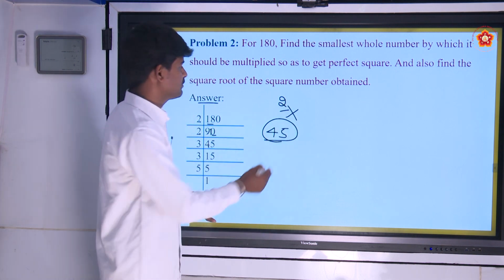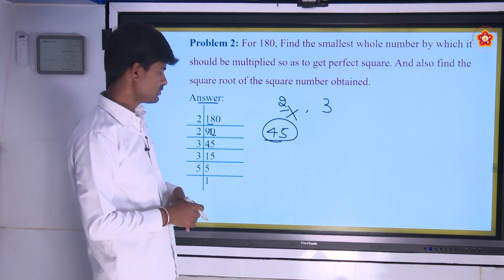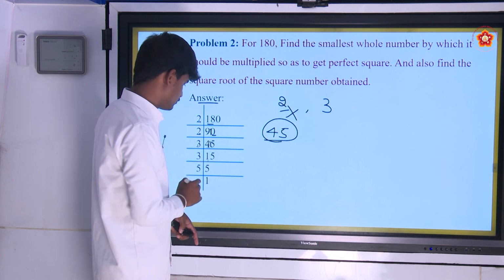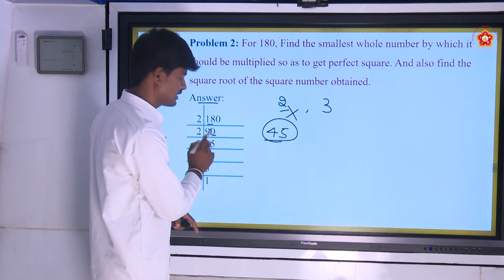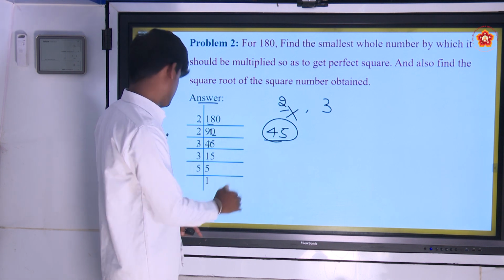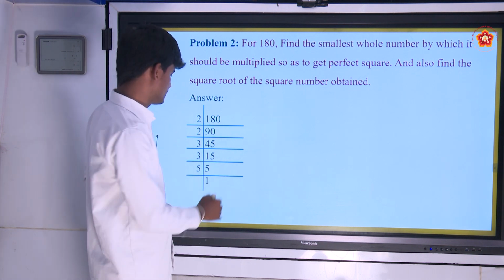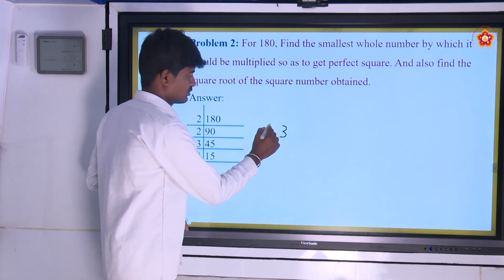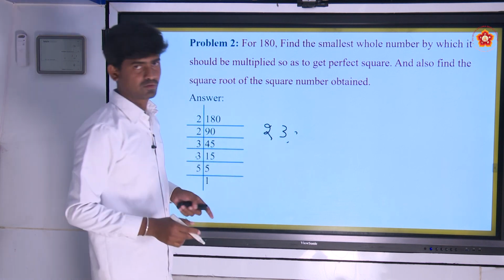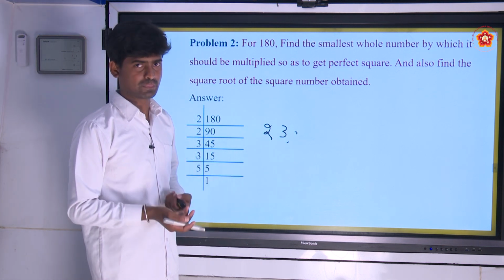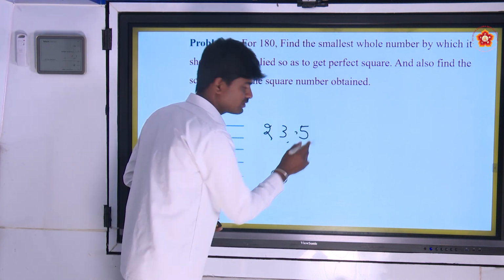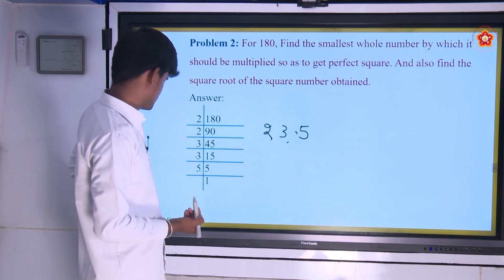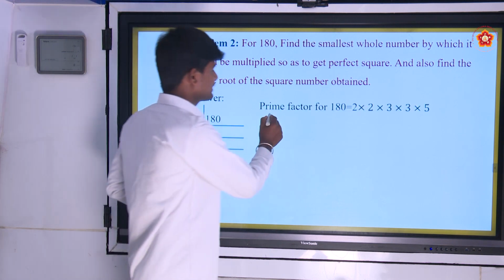So the next prime number is 3. It is divided by 3. 3 1s are 3, 3 5s are 15. Now 15 is also divisible by 3. 3 5s are 15. 2 is over, 3 is over. 5 is not divisible by 3. So the next prime number is not 4, it is 5. So I can take 5. 5 1s are 5.